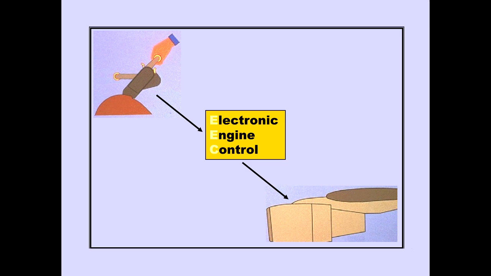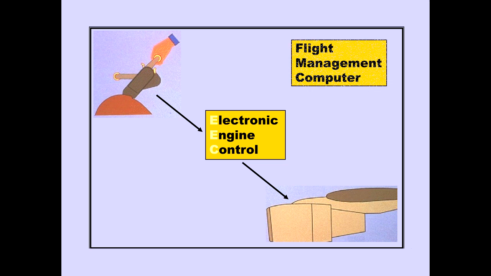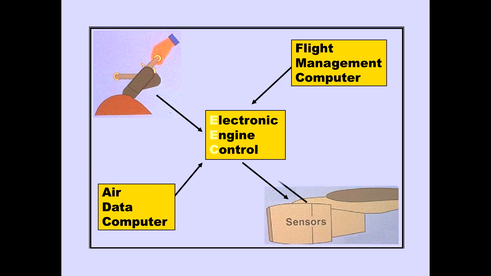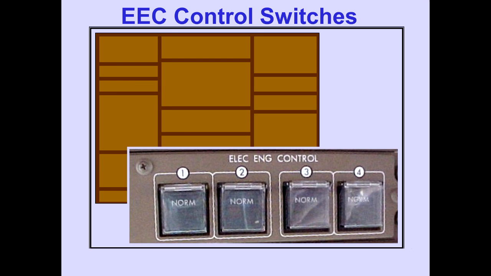Thrust is managed by an electronic engine control, or EEC. Thrust lever position is transmitted to the EEC electronically with no mechanical interconnection. The EEC also receives inputs from the flight management computer, the air data computer, and engine sensors. Control switches for the EECs are located on the overhead panel.